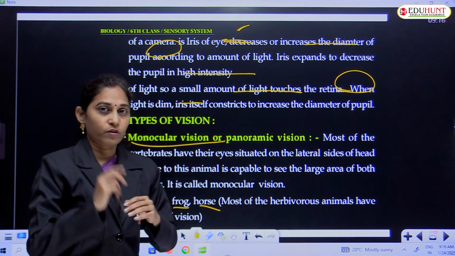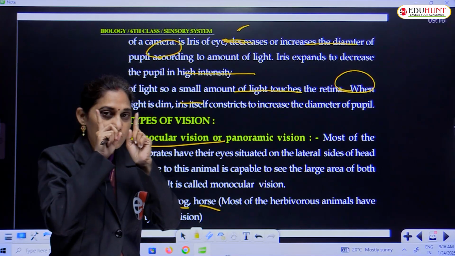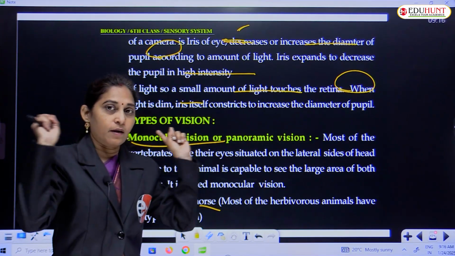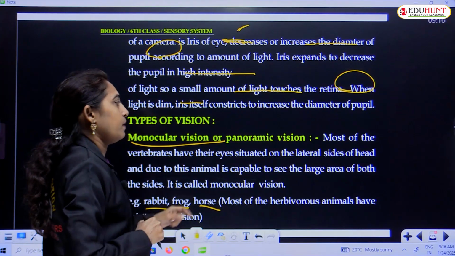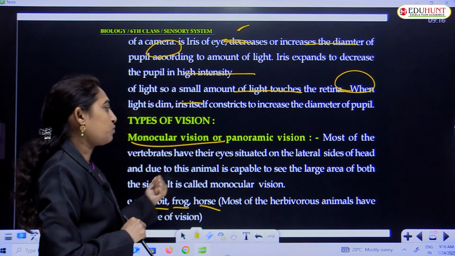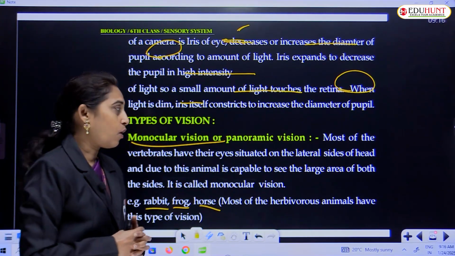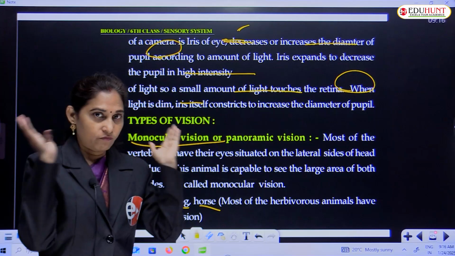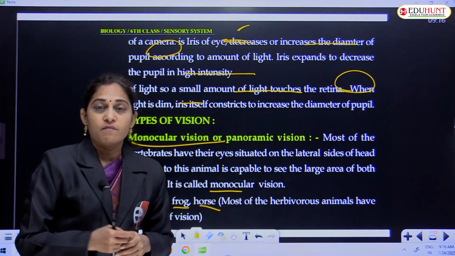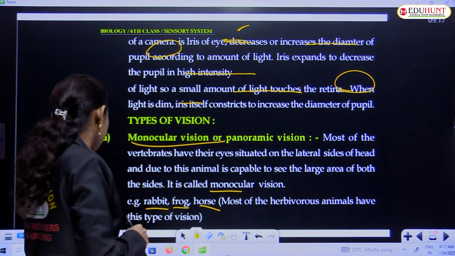బ్రాడ్ ఏరియాని చూడగలుగుతాయి. ఈ కన్ను ఇటు, ఈ కన్ను ఇటు ఉంటుంది. So both the eyes see objects in a broader area. Lateral sides of the head, they are situated, and due to this the animal is capable to see a large area on both sides of the face.